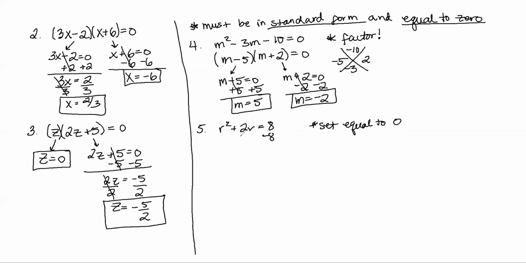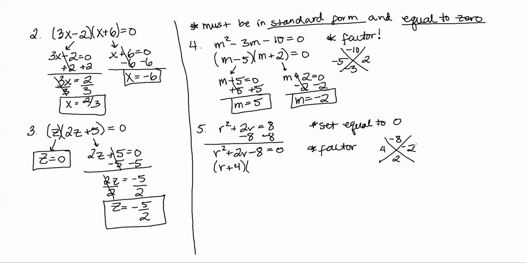So I'll subtract 8. It's not like terms with any of these, so I'm just going to tack it on the end. So r squared plus 2r minus 8 equals 0. Now that it's equal to 0 and in standard form, we want to go ahead and factor. So we have 3 terms, big X, multiplying to -8, adding to 2. And so our two numbers here are going to be 4 and -2. So we have r plus 4 and r minus 2 equals 0.